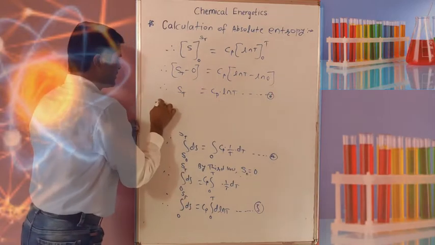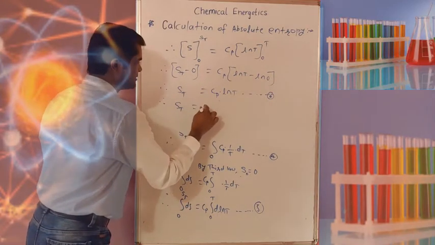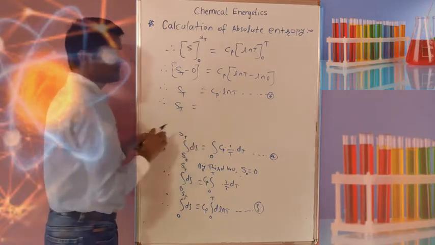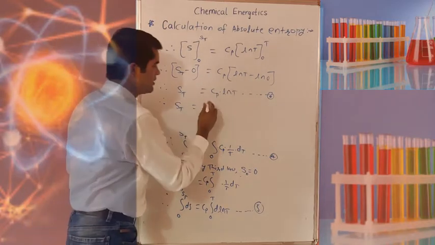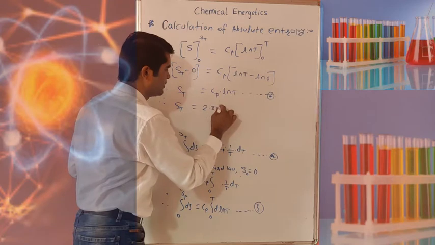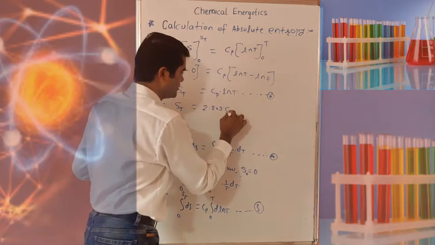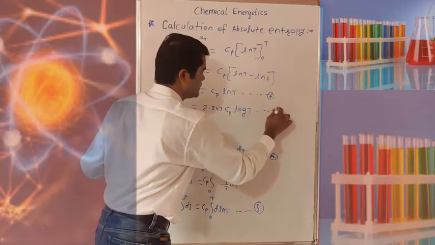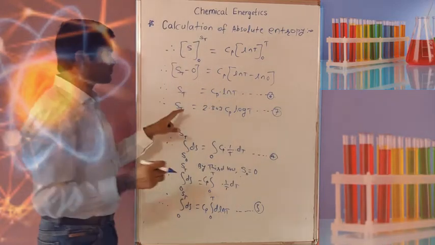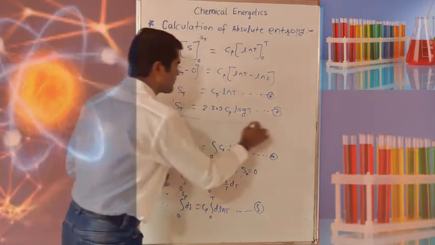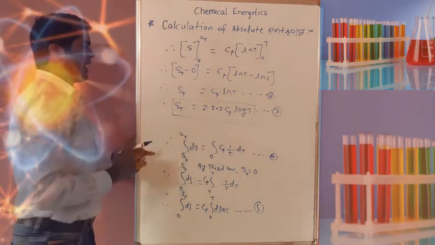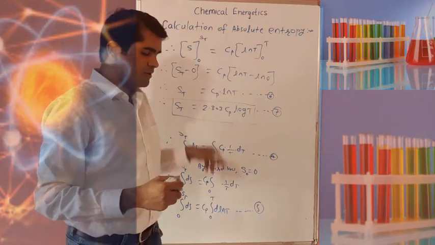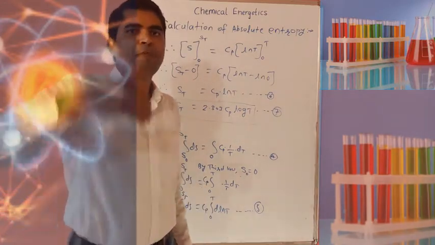Another way we can write it: ST is equal to Cp, and instead of ln T, meaning log to the base e, if I want log to the base 10, we have to multiply by 2.303. So ST is 2.303 Cp log T to the base 10. This is equation number 7. This is the absolute entropy at temperature T, but this can be calculated only above 15 Kelvin.